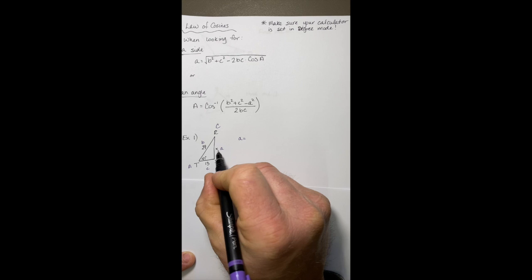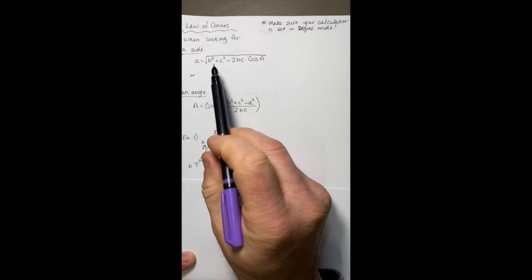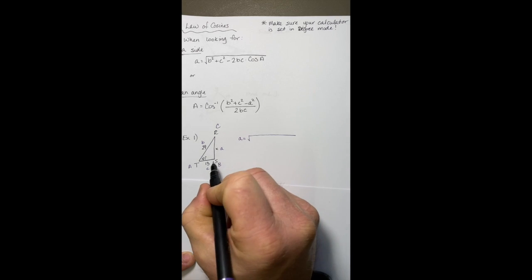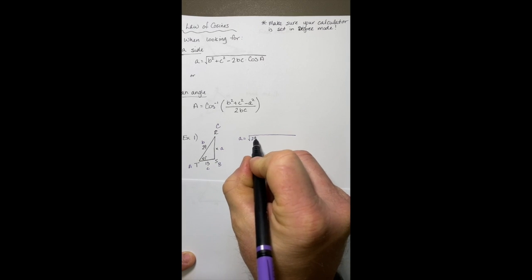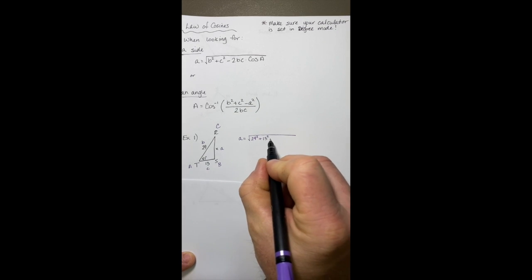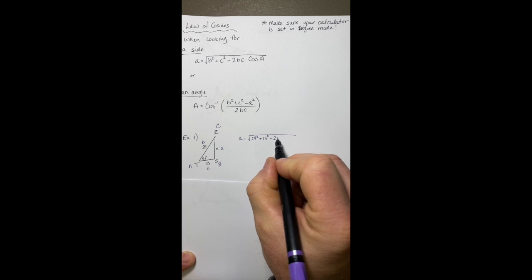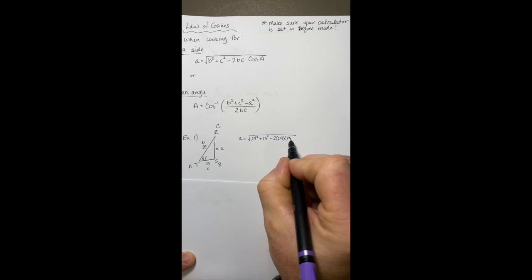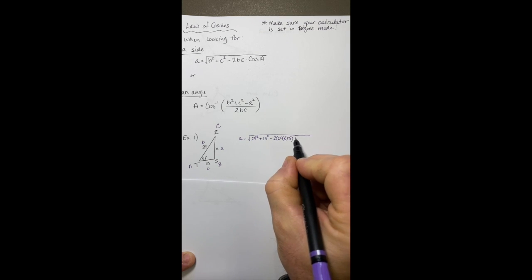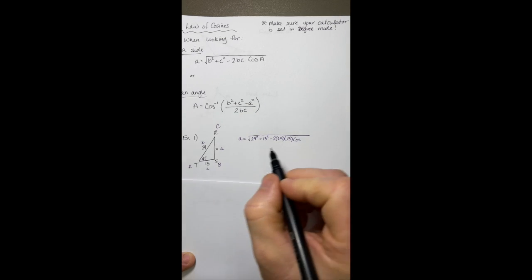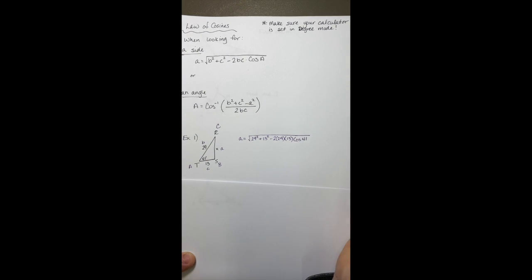So A equals, which is x, by the way, A equals B squared plus C squared. B squared is 29, plus C squared, which is 13, minus 2BC, and then times cosine A, and cosine A is right there, 41. All right, and that's it.